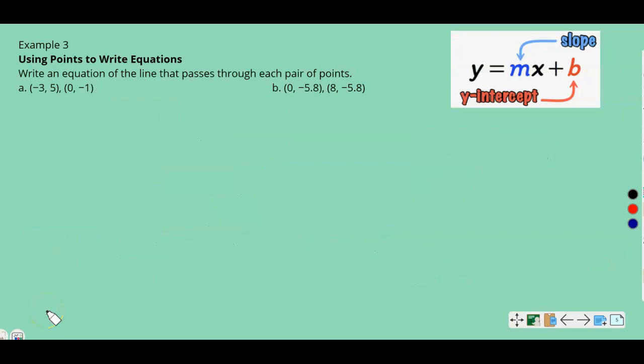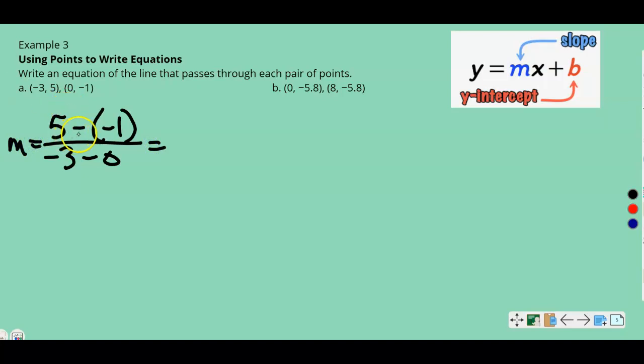Example 3. Using points to write equations. Write an equation of the line that passes through each pair of points. All right, again, we're going to do the same thing, find the slope. I know I'm going a little bit fast through this lesson, but again, this should be review from last year's math class. So we've got an x and a y, another x and a y. So we're going to do y minus y over x minus x. So first thing we have to do is find the slope.